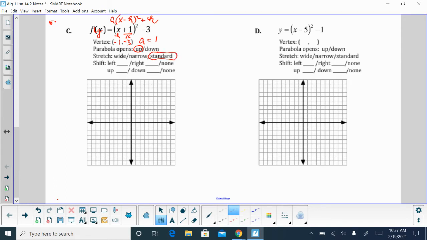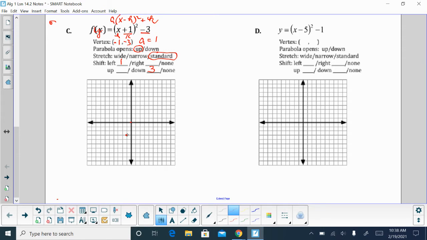Now let's talk about shifting. Because of this +1 on the inside, it equates to a -1 for my vertex. So it's actually shifting to the left 1 unit. And this -3 here means it's shifting down 3. So instead of having a vertex at 0, 0 at the origin, the vertex is actually at -1, -3.